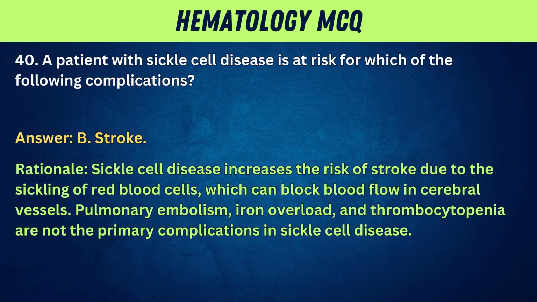Answer: B. Stroke. Rationale: sickle cell disease increases the risk of stroke due to the sickling of red blood cells, which can block blood flow in cerebral vessels. Pulmonary embolism, iron overload, and thrombocytopenia are not the primary complications in sickle cell disease.